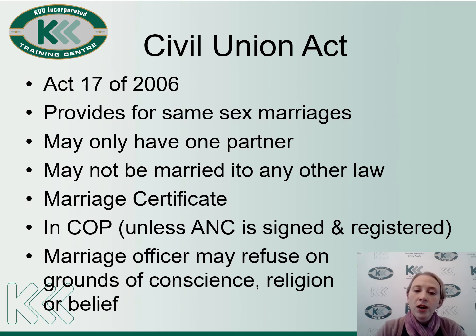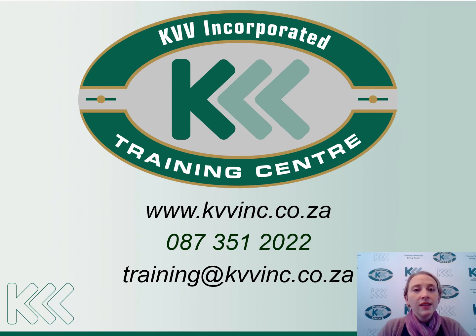Interesting to note is that the marriage officer may refuse to perform a civil union marriage on grounds of conscience, religion, or belief. These are the 6 ways in terms of which one can be married legally in terms of South African law.